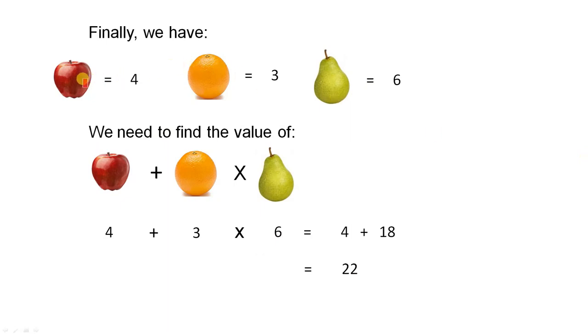So we had the apple was 4, the orange was 3, and the pear was 6. And this is the expression we needed to find. Apple plus orange times pear. So it's 4 plus 3 times 6. Now you remember from our work on order of operations, you have to do the multiplication first. So that gives us 18. So it's 4 plus 18, and the answer is 22.